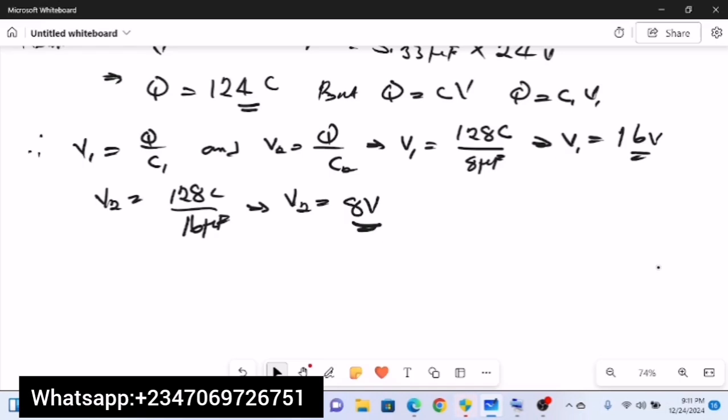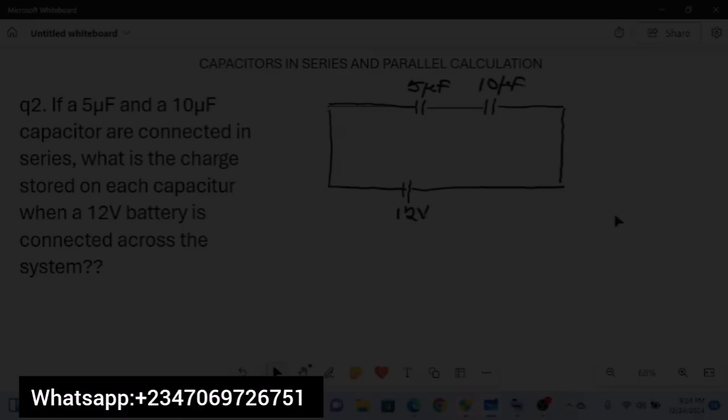And if you sum these two, you're going to have the total voltage. Remember, total voltage becomes V1 plus V2, and we had 8 plus 16. This is actually 24 volts, which is the total voltage across the circuit. So that's it for the first question. Let's now consider the second question.